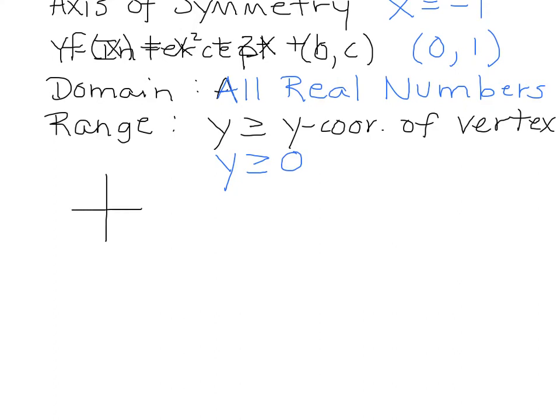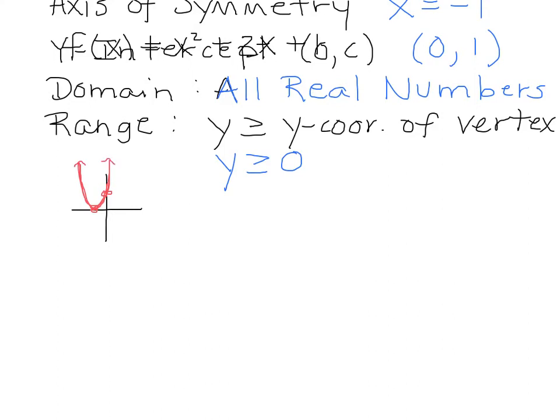Now if we just quickly sketch this, our vertex was negative 1, 0, so that's like right here. And our vertical intercept, our y-intercept, was 0, 1. It's opening up, so we have something that looks like this. We'll look at a better graph in a minute, but that's a quick sketch.